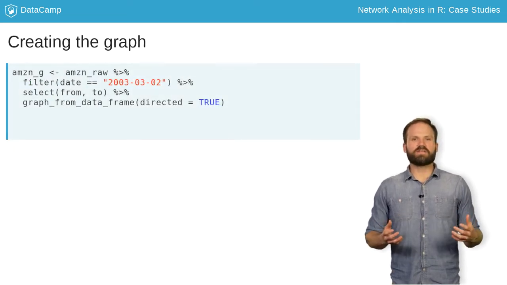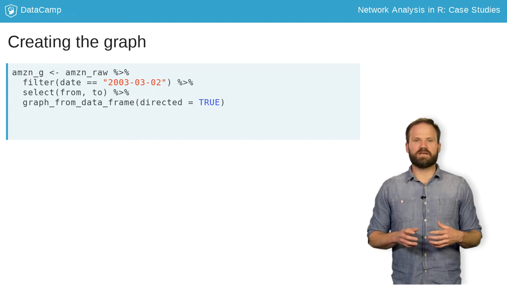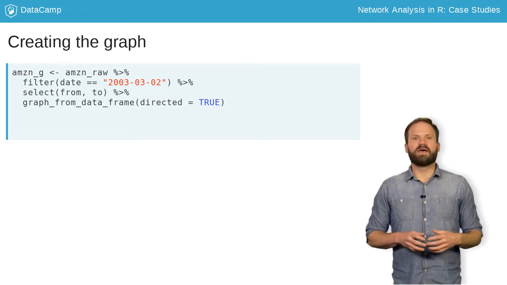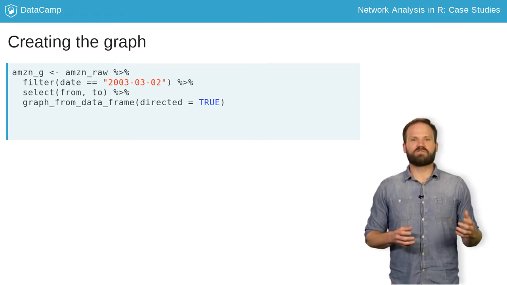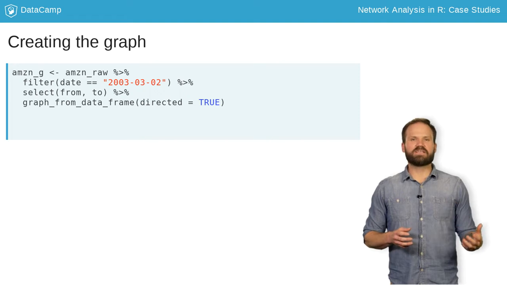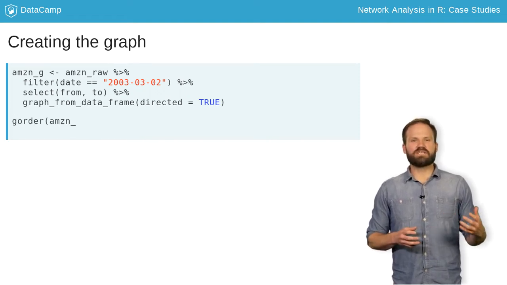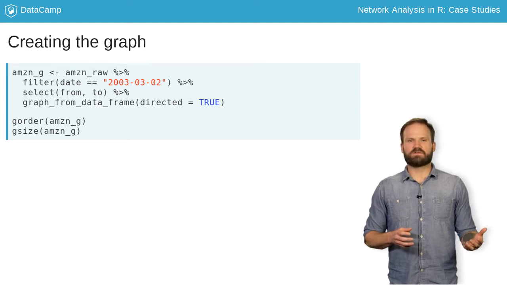We'll use dplyr to help create a graph directly from our data frame. The first step in our pipeline is to filter down to a single date. It's important that we look at just a single day so we don't conflate co-purchases on different days. Our next step is to select just the from and to columns. And lastly, we'll say it's a directed graph. Checking the size, we can see there are around 10,000 vertices.